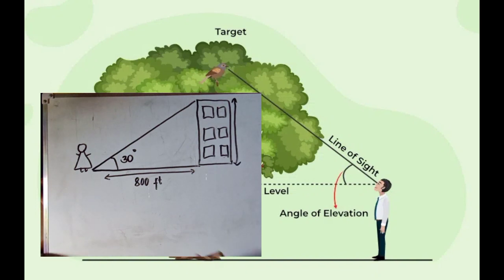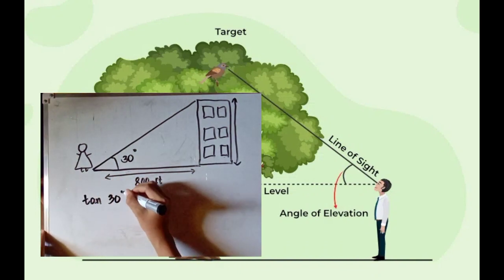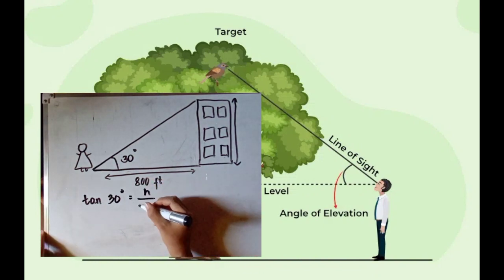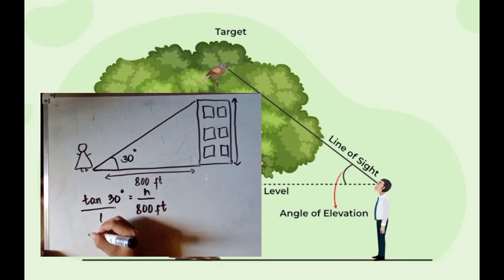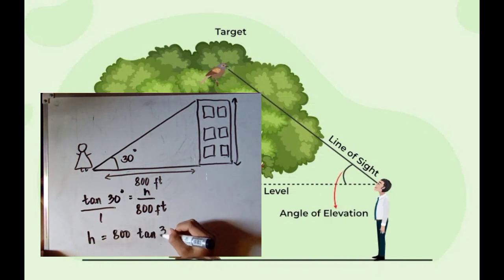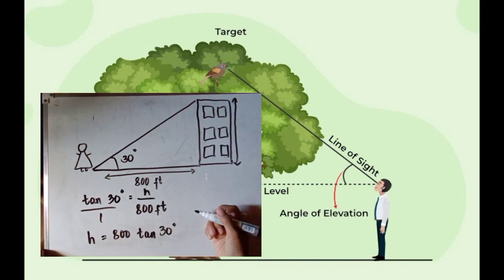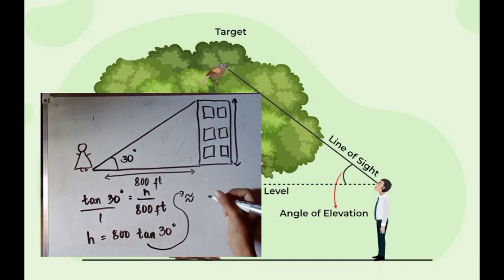We can use the trigonometric function tangent to solve for the height of the building. So we have here tangent 30 degrees is equal to height over 800 feet, and we get height is equal to 800 tangent 30 degrees, and it is approximately 461.9 feet.